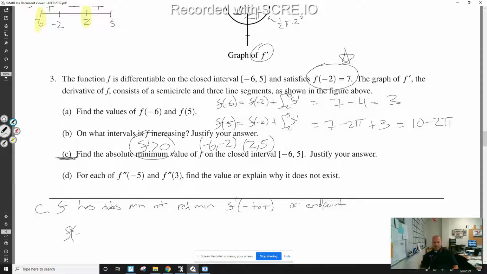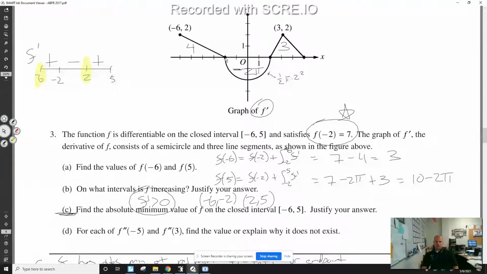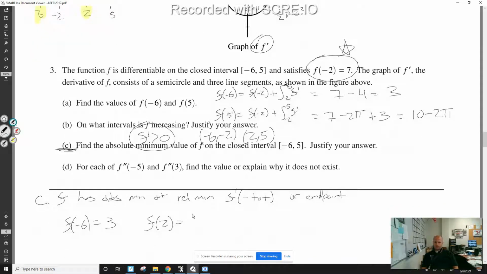So I got f of negative 6, which is 3. I have not found f of 2. F of 2 would be 7 minus 2 pi. And then f of 5, I already found was 10 minus 2 pi. I know it's not this. This is out. I mean, I didn't have to check it, but you'd have to say it. Sometimes it takes longer to say.